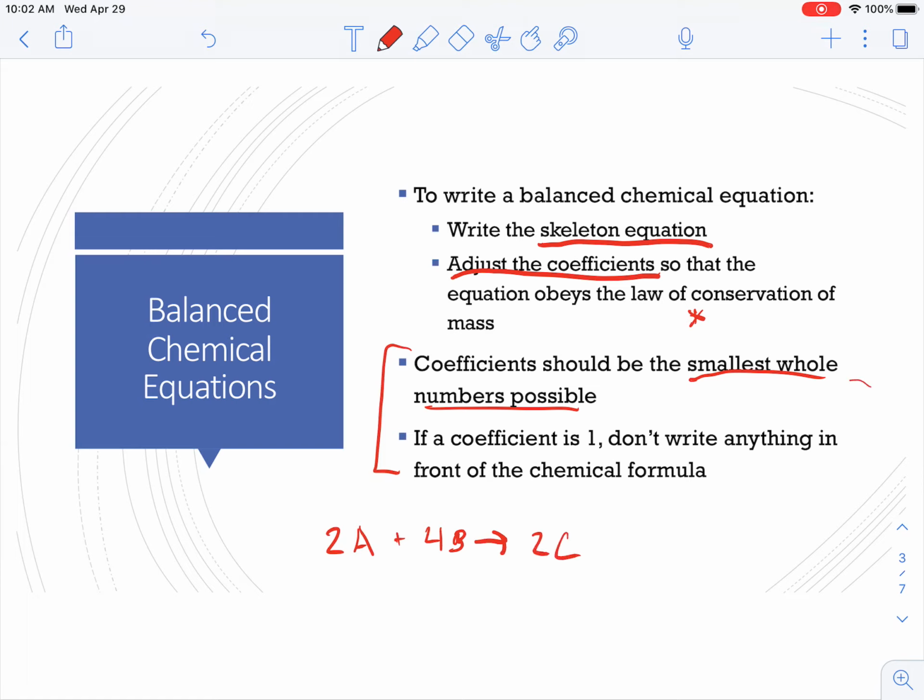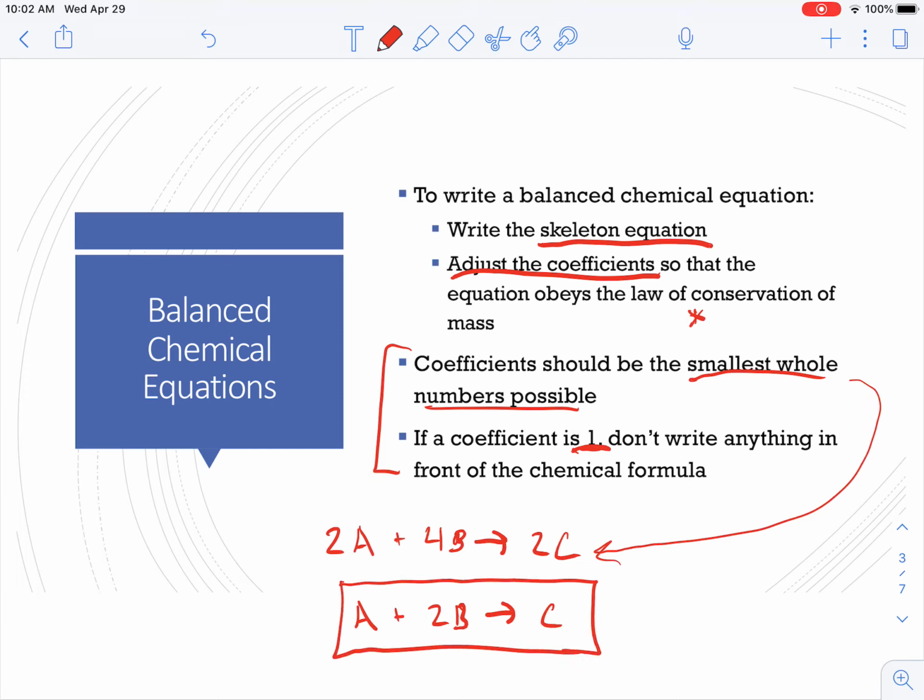What we're going to say is that this is not the smallest whole numbers possible, so we can reduce this down, we can simplify it to 1A plus 2B produces 1C. One important thing is that if a coefficient is 1, we actually don't write anything in front of the formula. If we see just the formula itself, it's assumed to be a coefficient of 1. So this would be our final answer here. We can simplify down what we have in the top line. We can divide every single reactant and product by 2 to get this balanced chemical equation here.